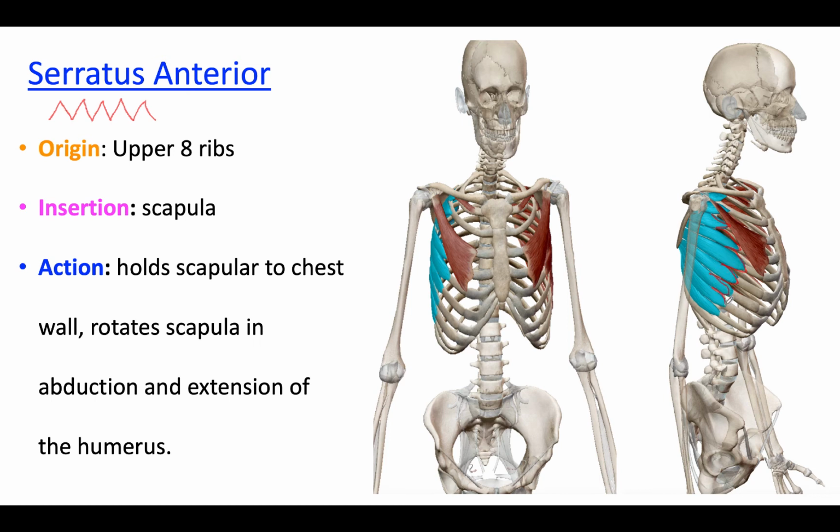Looks like a fan almost. All right, this is serratus anterior. It originates at the upper 8 ribs and it inserts into the scapula back here. All right, this is an important muscle that helps hold the scapula to the chest wall. It rotates the scapula during abduction and extension of the humerus.